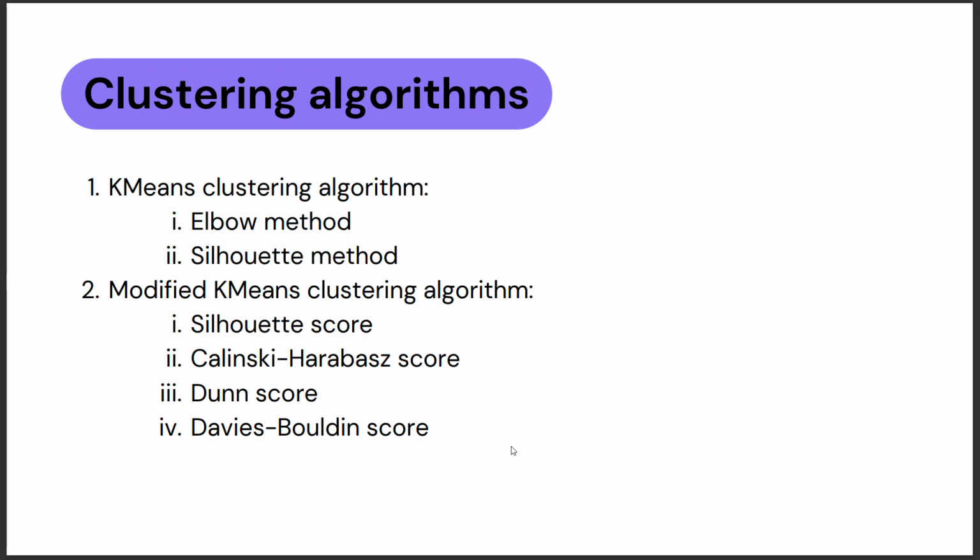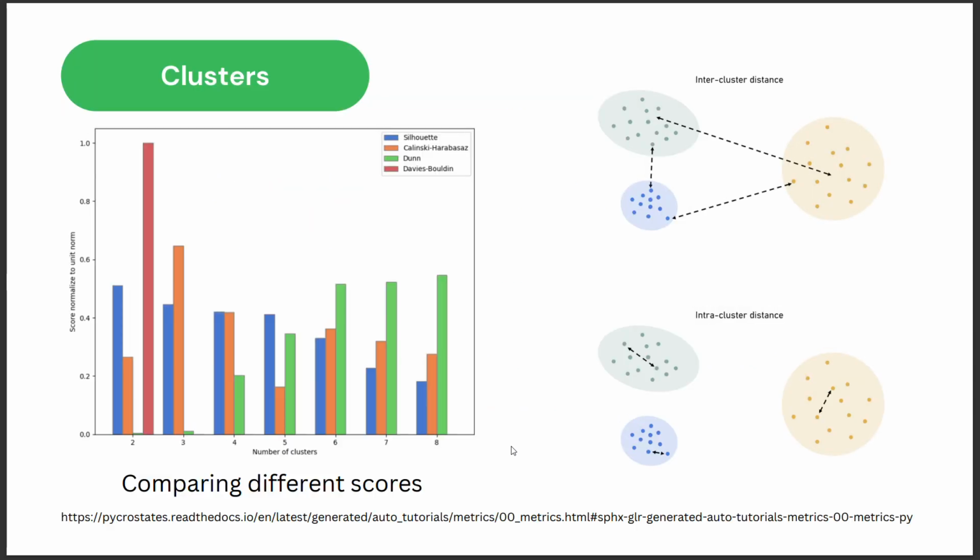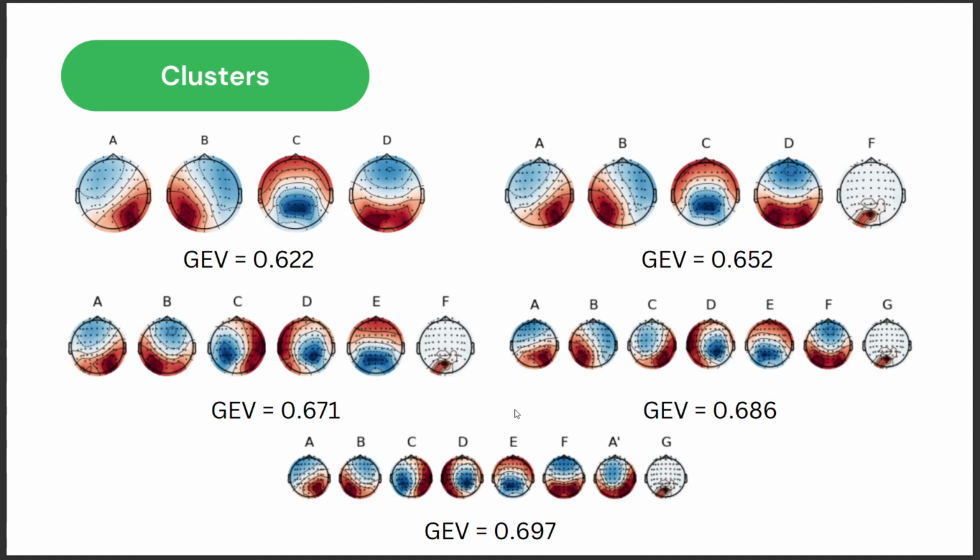The following 4 scores were used, which were based on the intercluster distance and intracluster distance. And as you can see in the figure on the left side, clusters number 4, 5, 6, 7, and 8 were giving good metrics for the following 4 scores. Hence, the clusters so obtained were compared for their global explained variance. These are the clusters obtained, and as you can see, as we increase the number of clusters, the global explained variance also increases.